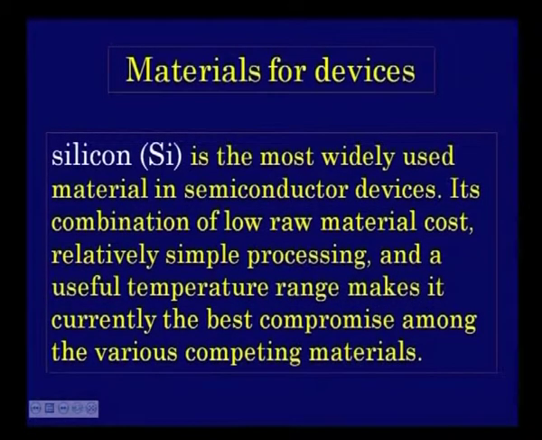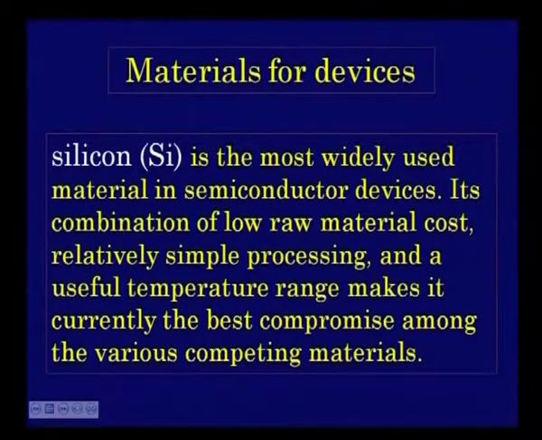Silicon is the most widely used material in semiconductor devices. Its combination of low raw material cost, relatively simple processing and a useful temperature range makes it currently the best compromise among the various competing materials. So, we have different materials, as I told you: silicon, germanium, gallium arsenide. Of all the materials, silicon based systems are more important. They are most widely used.